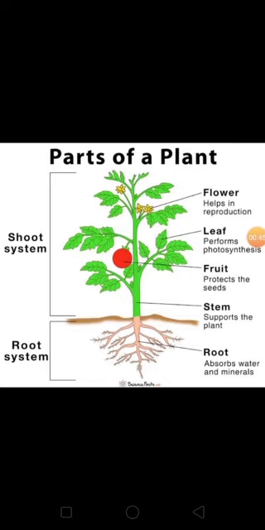Flower helps in reproduction. Leaf performs photosynthesis. Okay, students, do you know about photosynthesis? What is photosynthesis? A process by which the leaf prepares food for the whole plant in the presence of sunlight. As our mother prepares food for us, in the same way the leaf prepares food for the plant. Fruit protects the seeds, stem supports the plant, root absorbs water and minerals. So that's all about parts of a plant.